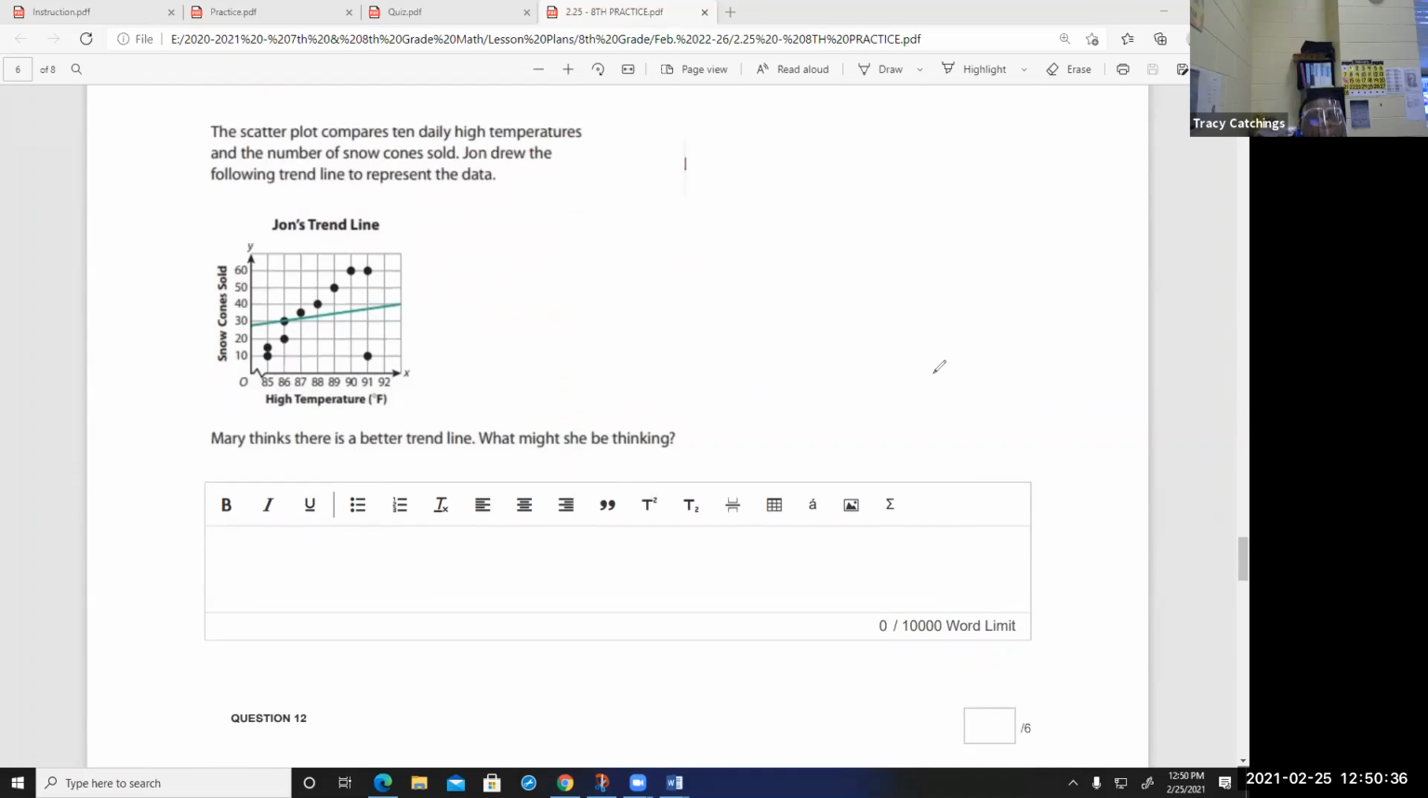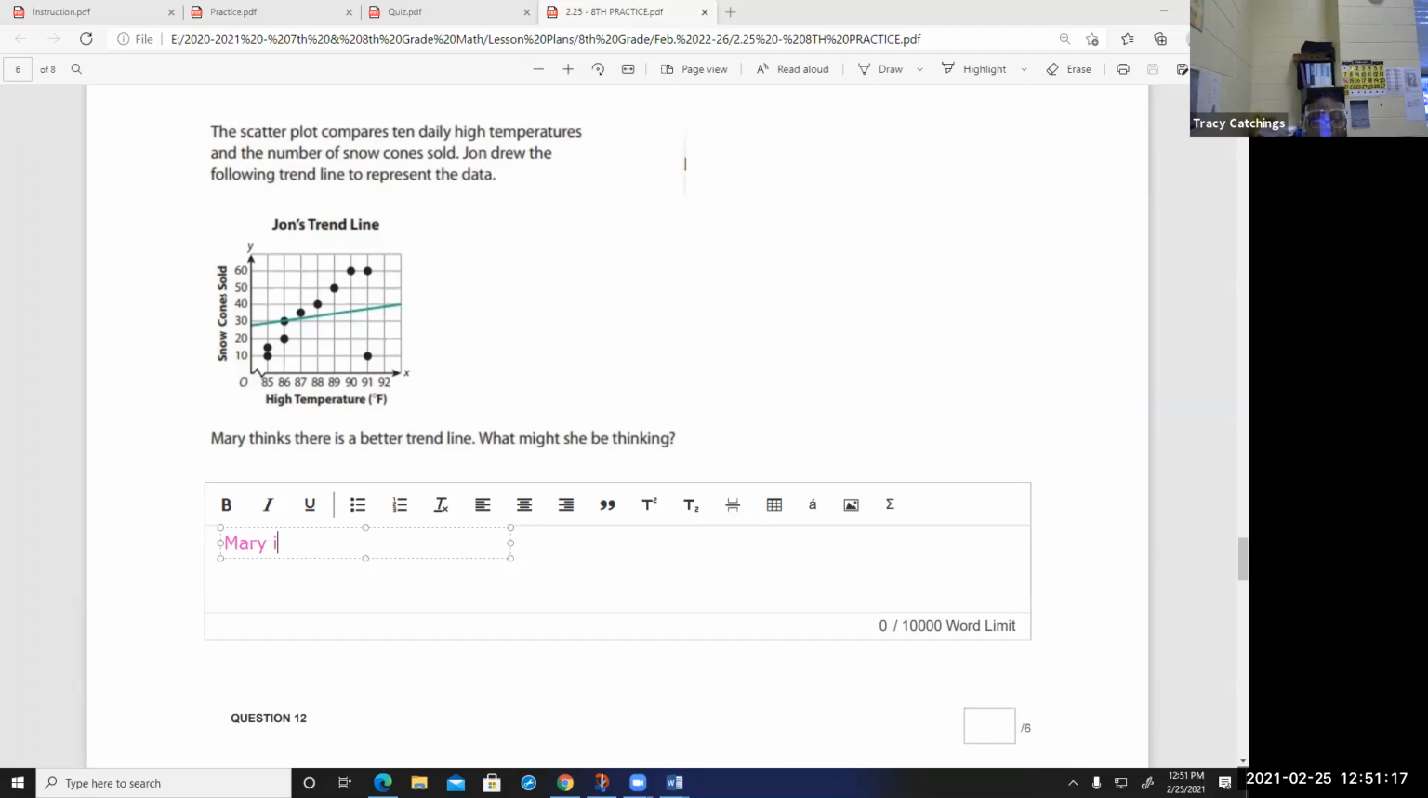All right, it reads the scatter plot compares 10 daily high temperatures and the number of snow cones sold. John drew the following trend line to represent the data. Mary thinks there is a better trend line. What might she be thinking? Look at what John did. It don't look good, and mainly because of why? And what kind of association do we have? Positive. So that means John needs to bring his line up a little bit more.